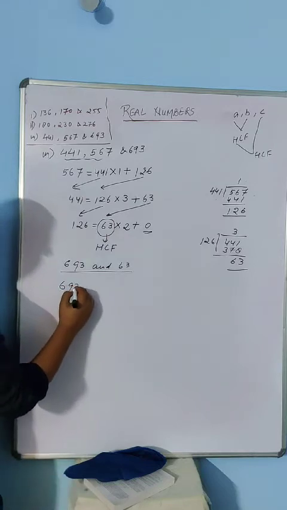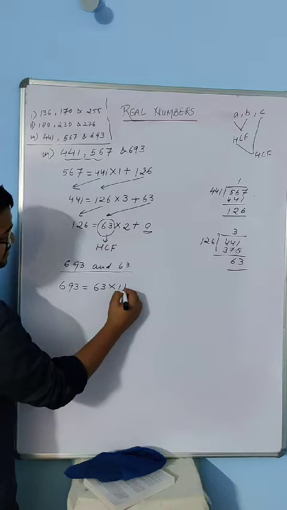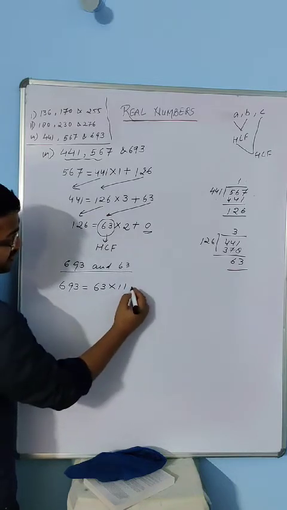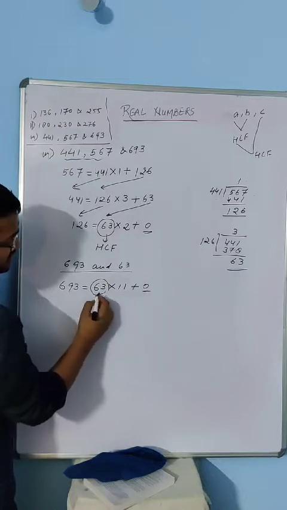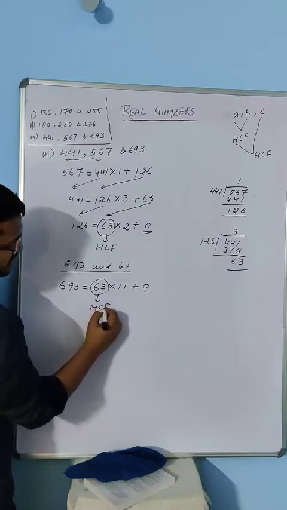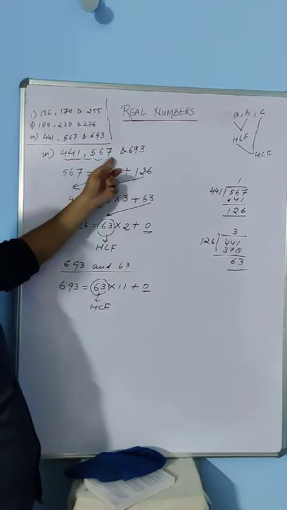So again the larger number is taken as dividend and divided. So 63 directly divides 11 times. It's perfectly divisible, giving you a remainder of 0. So the step where the remainder is 0, the divisor becomes the HCF. So this 63 is the HCF of all the three numbers.